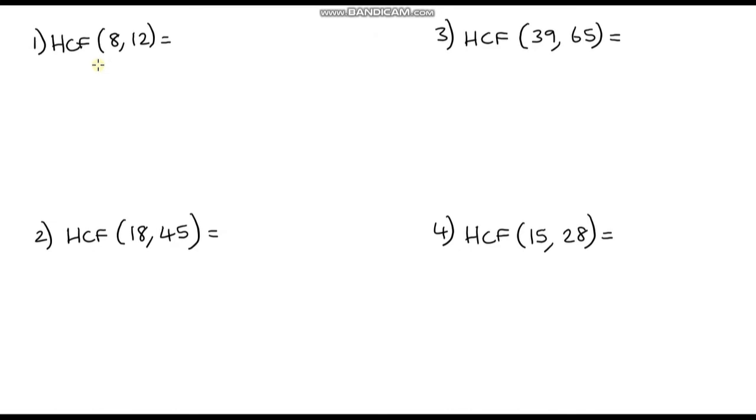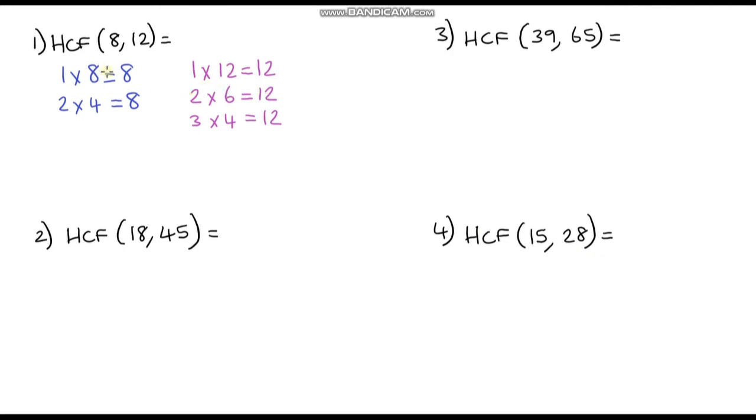Okay, so let's go through the first one. So the highest common factor of 8 and 12. So I'm going to list out all of the factor pairs of 8 first of all. So we've only got 4 factors of 8: 1, 2, 4 and 8. And now I'm going to list out all of the factor pairs of 12. So we've got 6 factors of 12.